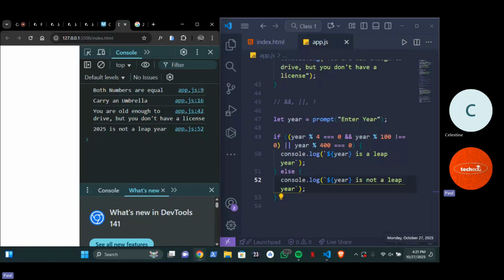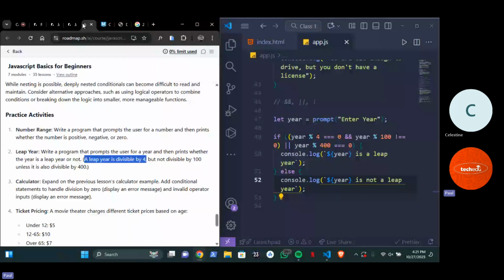Now, this is basically how you write programs. You write programs by, first of all, thinking. You don't just go ahead and write programs. First of all, think and try to see how you can solve this. Now, they've given you the hint. That's why I like this. And what is the hint? A leap year is divisible by 4, but not divisible by 100, unless it is also divisible by 400. So that is basically your logical operator.